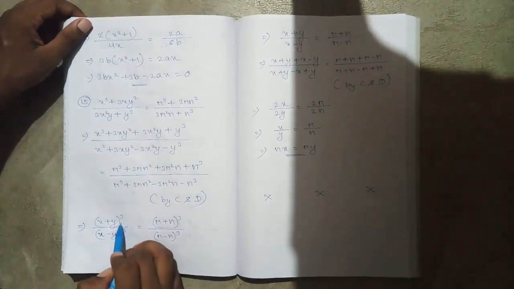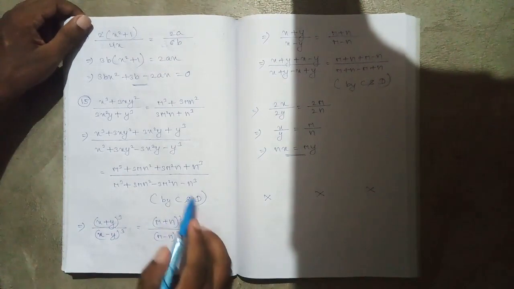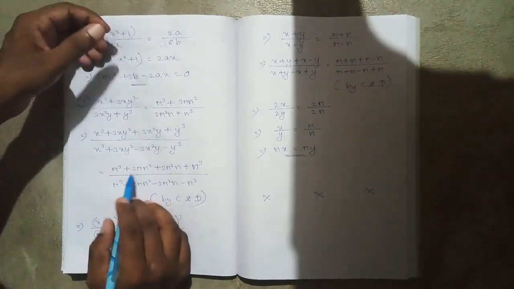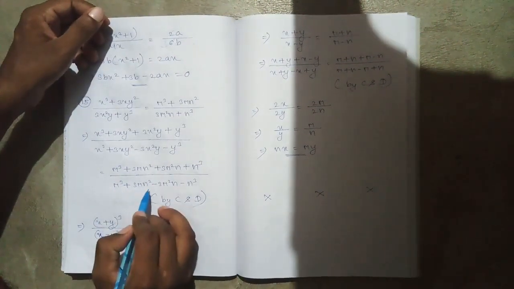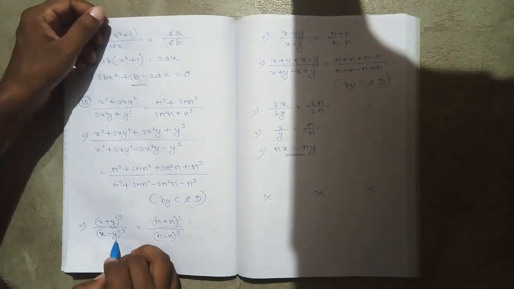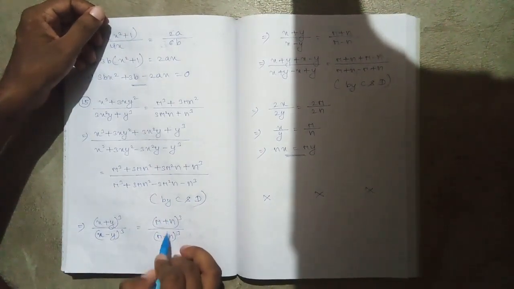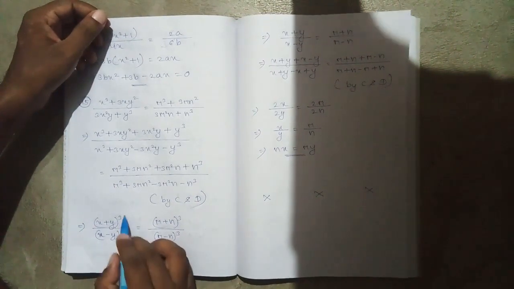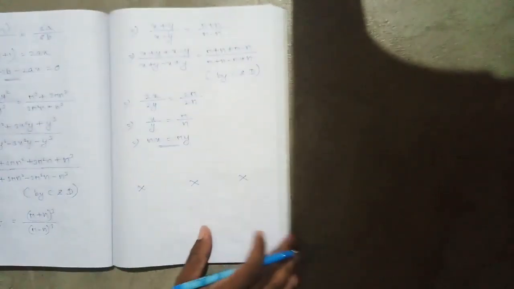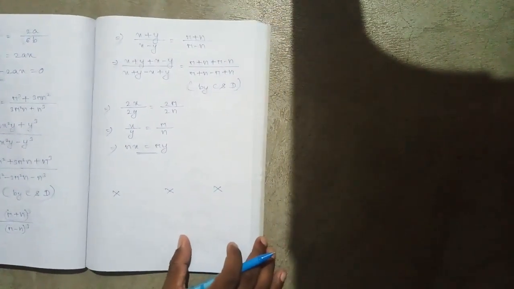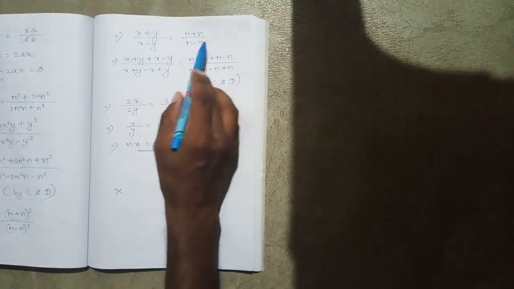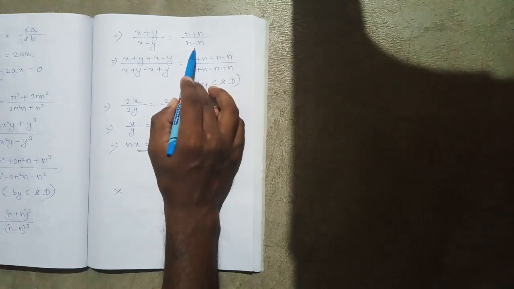So (x+y)³/(x-y)³ is equal to, look at the RHS, the numerator is (m+n)³ and this is (m-n)³. So (x+y)³/(x-y)³ is equal to (m+n)³/(m-n)³. Everywhere there is a cube, we can cancel it. So ultimately we get (x+y)/(x-y) is equal to (m+n)/(m-n).